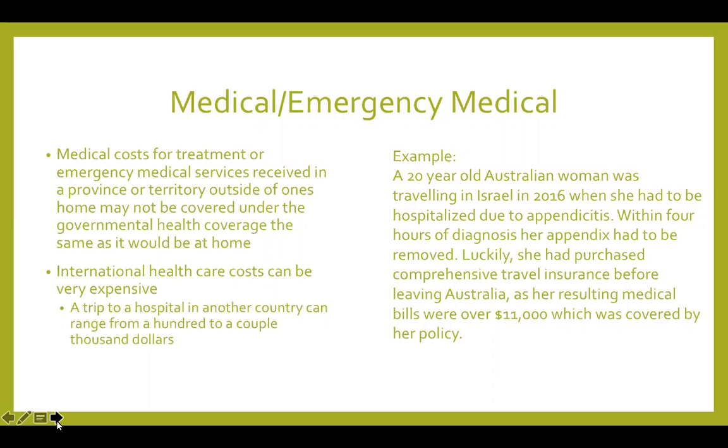A prime example of this was in 2016, a 20-year-old Australian woman was traveling to Israel, and she went to the hospital with severe pain in her abdomen. She was later diagnosed with appendicitis and had to have her appendix removed within 4 hours. Luckily, she had purchased travel insurance before she left Australia, as her resulting medical bills were over $11,000. And this was entirely covered by her policy.